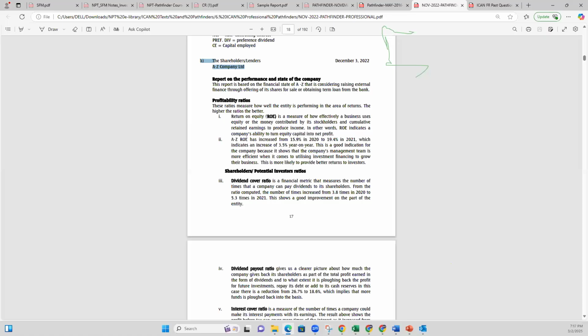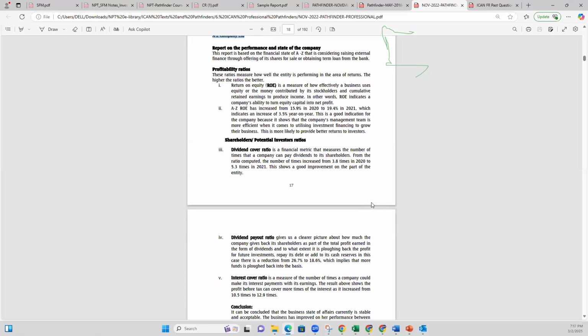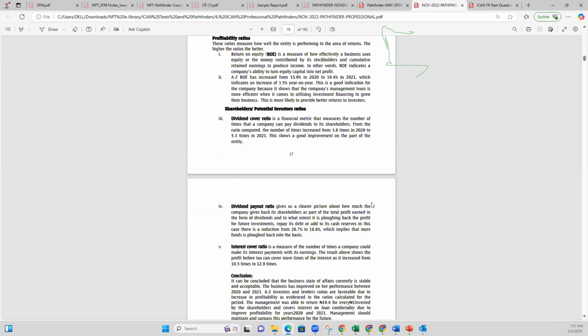A to Z ROE, point number 2. A to Z ROE has increased from 15.9% in 2020 to 19.4% in 2021, which indicates an increase of 3.5% year on year. This is a good indication for the company because it shows that the company's management team is more efficient when it comes to utilizing investment financing to grow their business. This is more likely to provide better returns to investors. Shareholders/potential investors ratios. Dividend cover ratio.